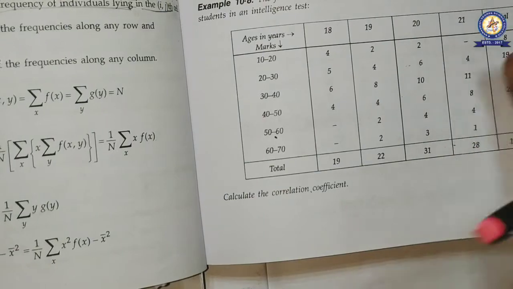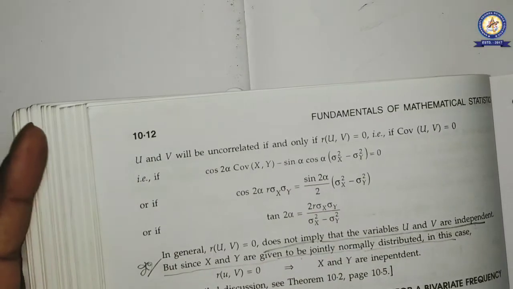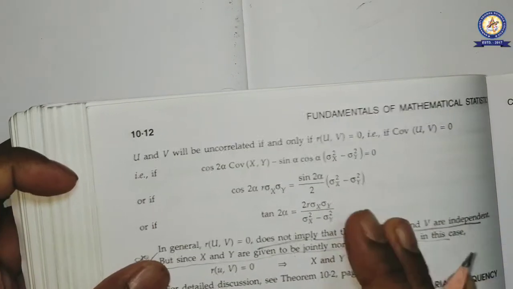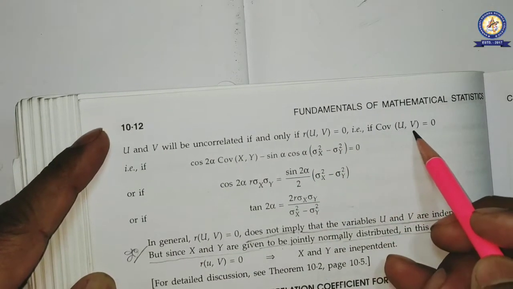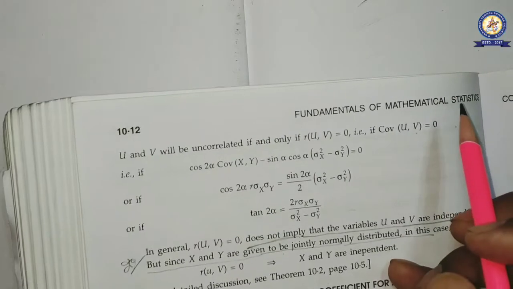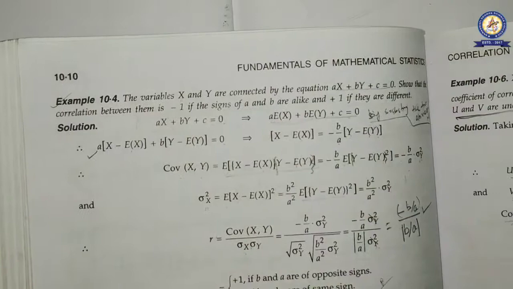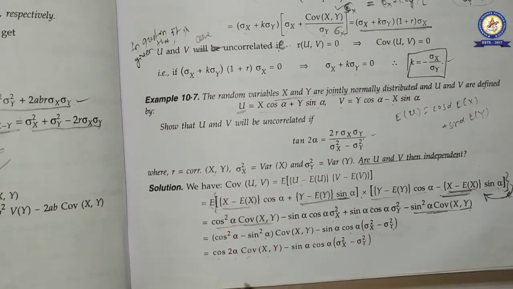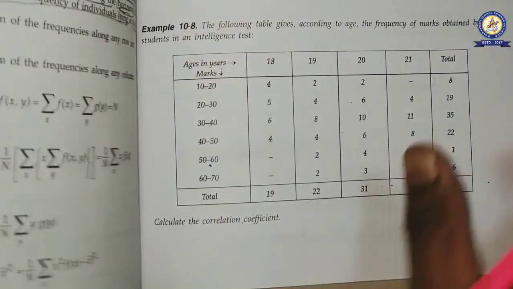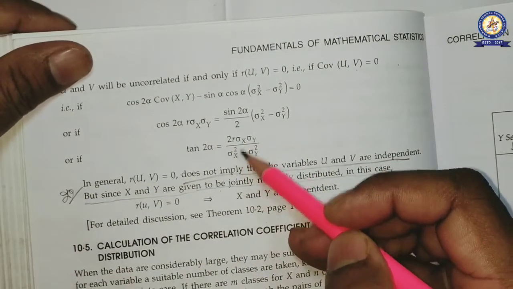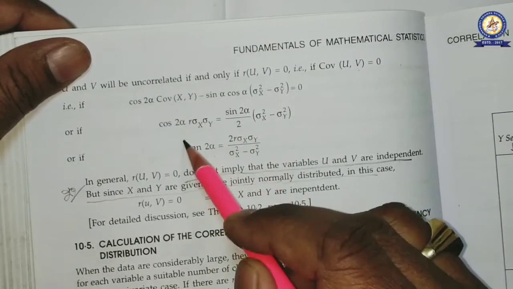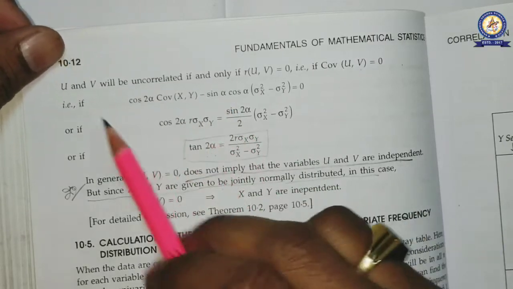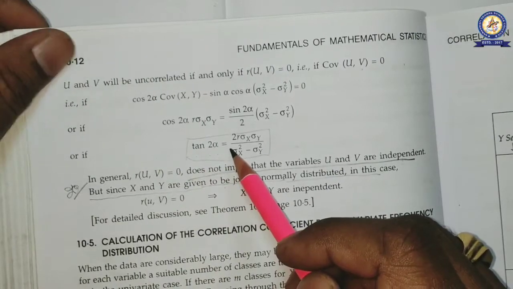Right, so u and v will be uncorrelated. Suppose u and v random variables are uncorrelated. Uncorrelated means correlation coefficient will be 0 and covariance of uv will be 0. If it is so, then here we calculated covariance of uv equal to this much, so this much value will be equal to 0. Right, so same thing it has been written, this much value equal to 0, and after simplification, this will be equal to this much. That implies tan 2 alpha will be this much. Okay, so hence proved. That means if u and v are uncorrelated, then this condition is going to be satisfied.